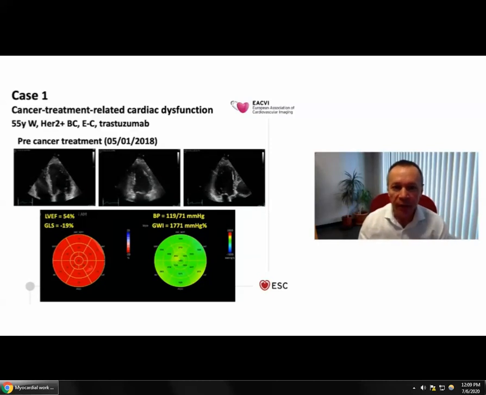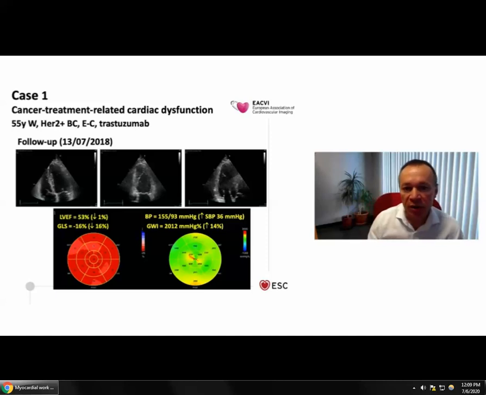This is a 55 year old woman, HER2 positive breast cancer, planned for potential cardiotoxic drug regimen, including epirubicin, cyclophosphamide, and trastuzumab. Baseline echocardiography showed preserved left ventricular ejection fraction, preserved global longitudinal strain, normal blood pressure, and normal global work index.